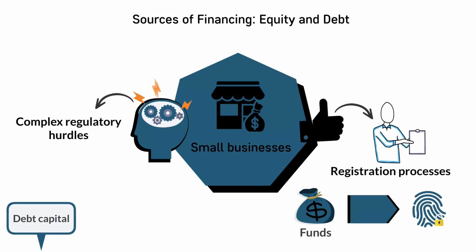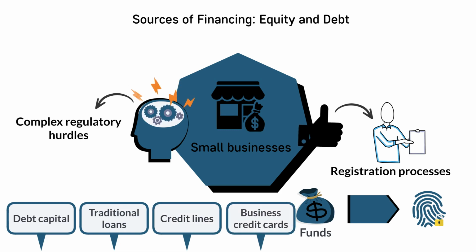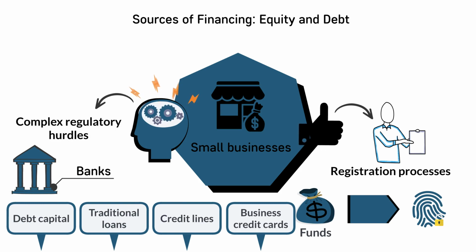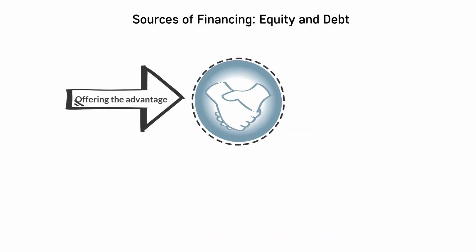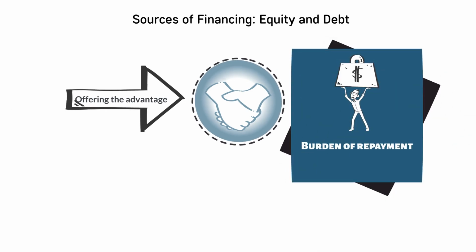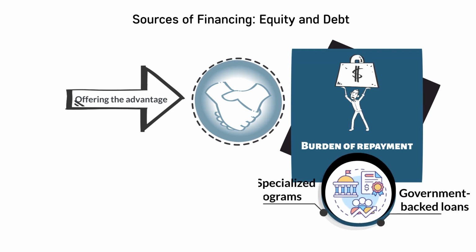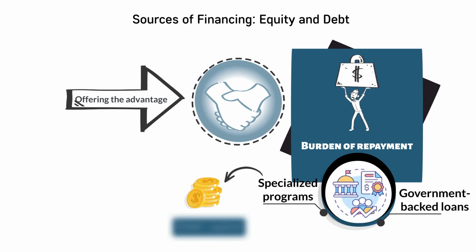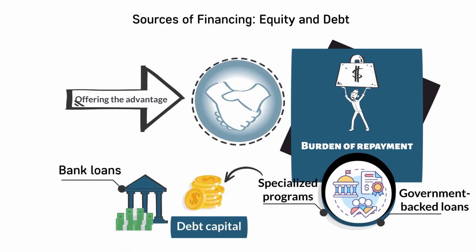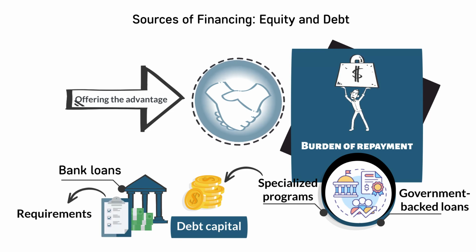Turning to debt capital, traditional loans, credit lines, and business credit cards stand out as primary sources. Financial institutions like banks are the usual suspects here, offering the advantage of keeping control within the hands of the entrepreneur. However, the burden of repayment, often secured against personal assets, can be daunting. Government-backed loans and specialized programs also provide avenues for debt capital, sometimes with more favorable terms than traditional bank loans. These programs are designed to aid small businesses in accessing funds without sacrificing equity, but they come with their own set of requirements and limitations.